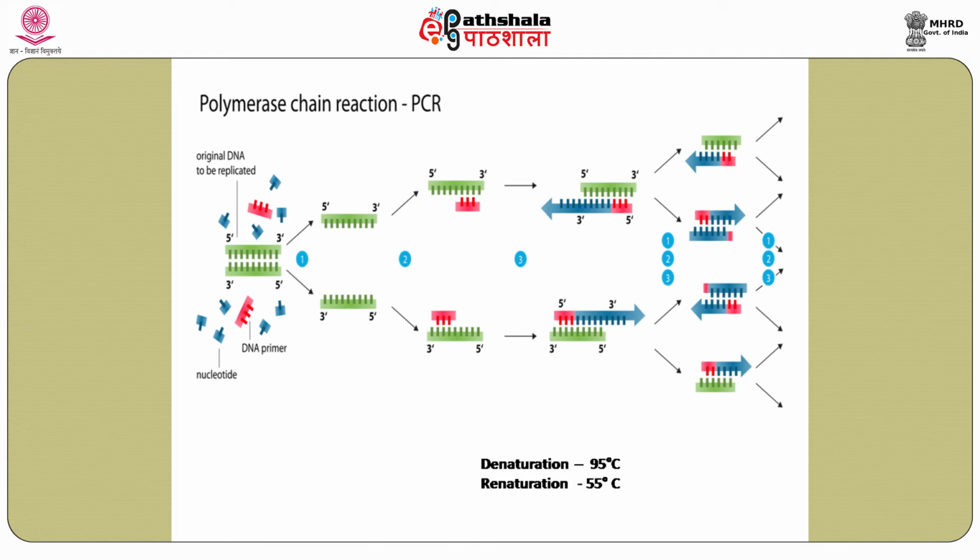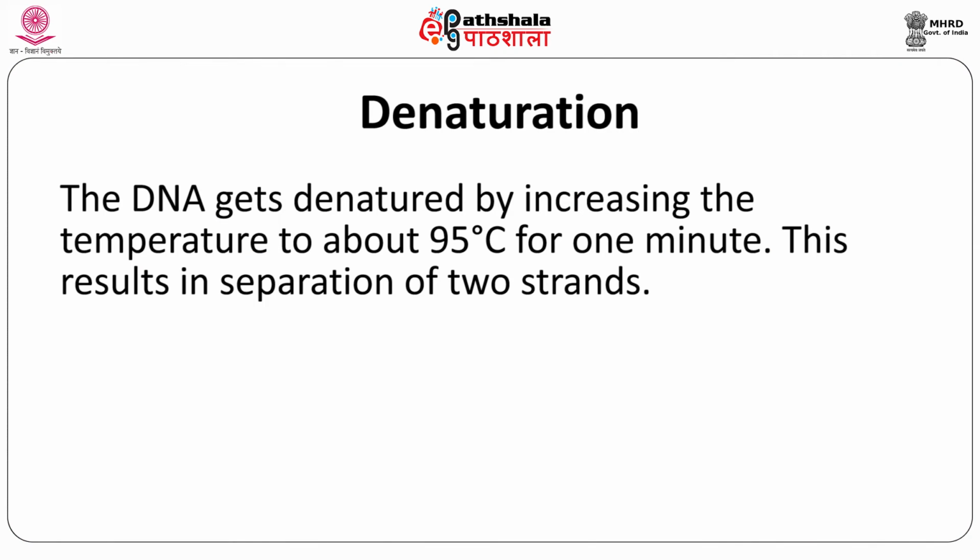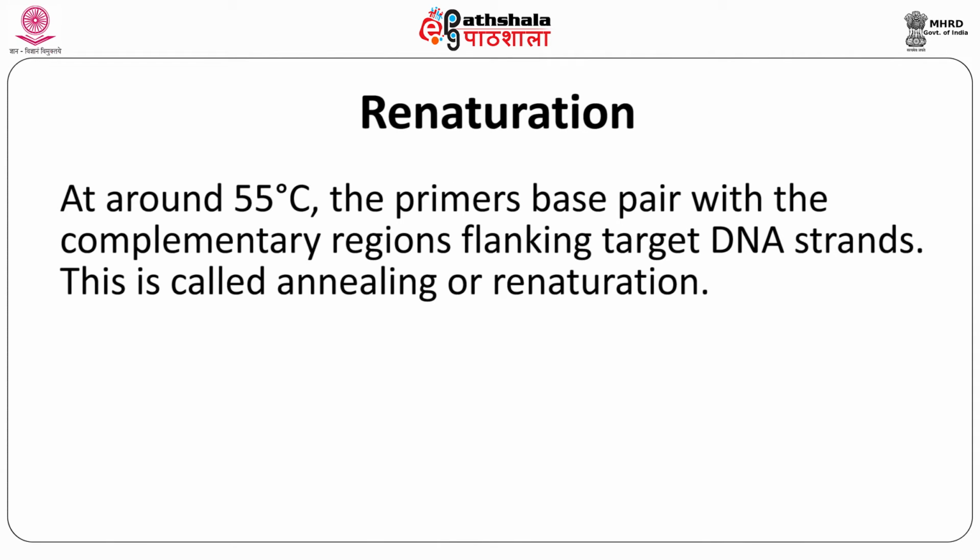Coming to denaturation, how does it happen? The DNA gets denatured by increasing the temperature to about 95 degrees Celsius for around 1 minute. This results in separation of 2 strands. During renaturation, at a lower temperature, around 55 degrees Celsius, the primers base pair with the complementary regions flanking the targeted DNA strands. This is called annealing or renaturation.